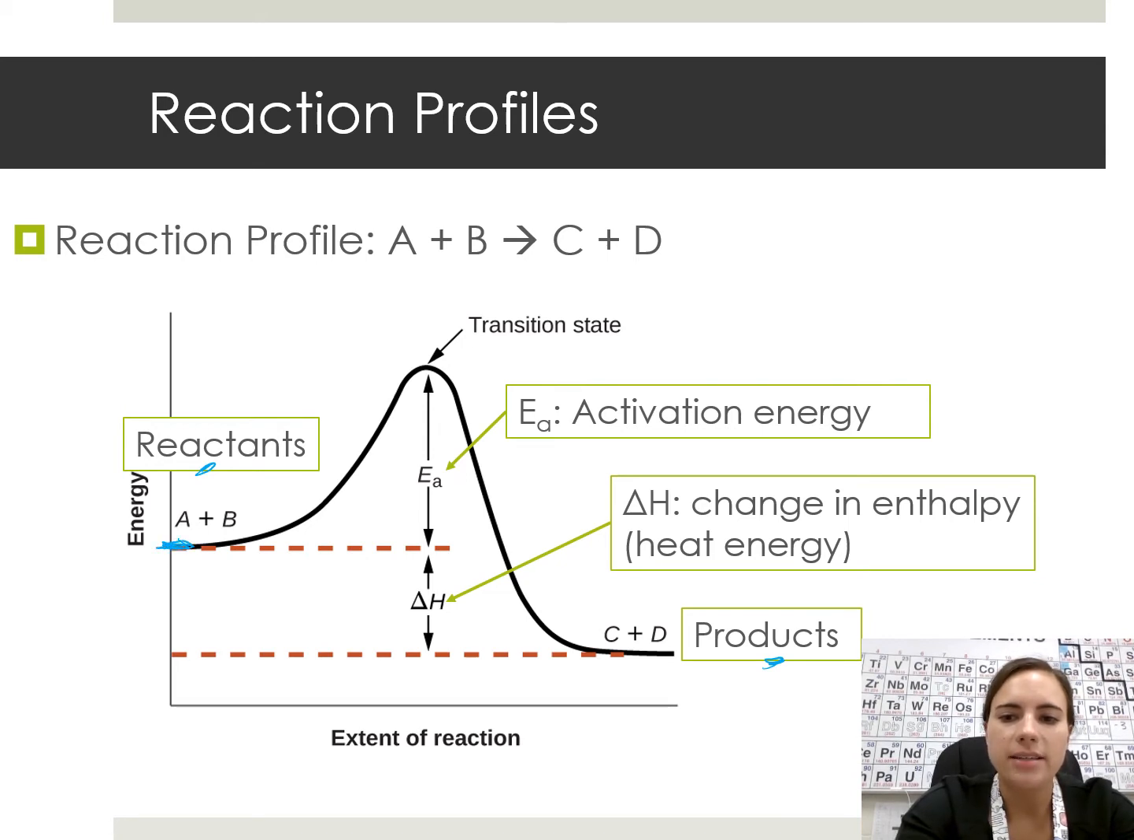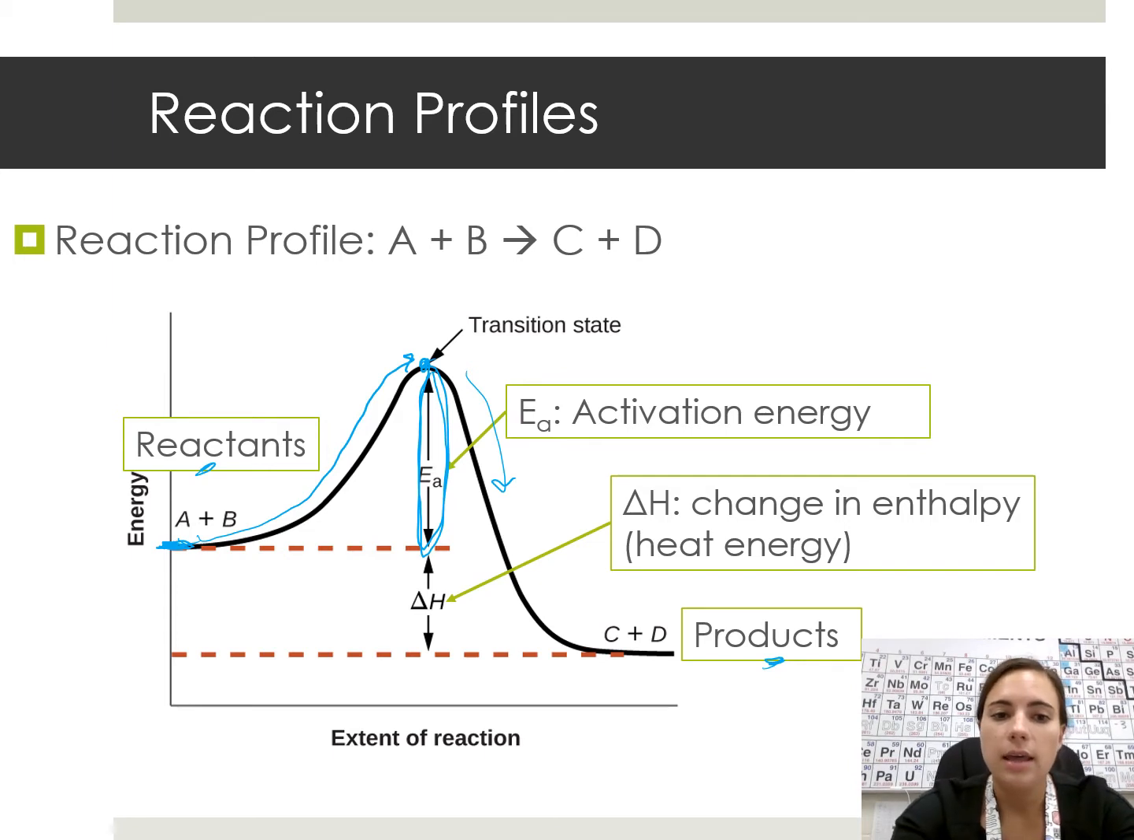The amount of energy or kinetic energy that my reactants start with, to the very top of the hill, is the activation energy. So that's the energy that the reactants have to overcome in order to become products. Okay? And then the change in energy, from where I start to where I end, is called enthalpy or heat energy. We're going to get into that in our thermodynamic unit. But at this point, just understand that that's the change in energy.